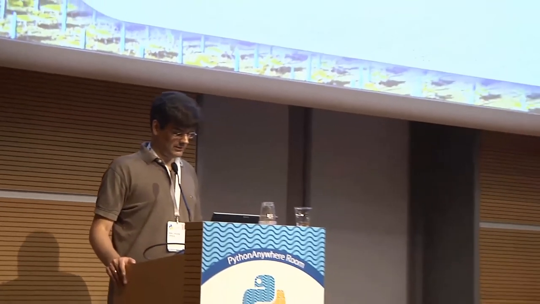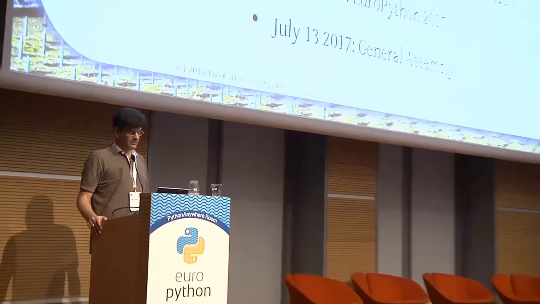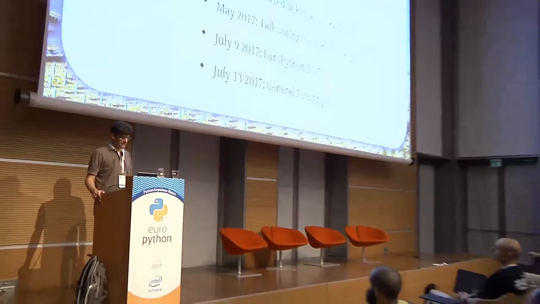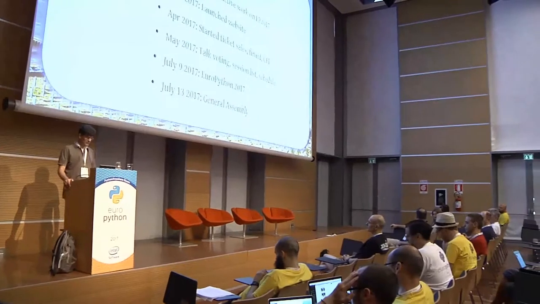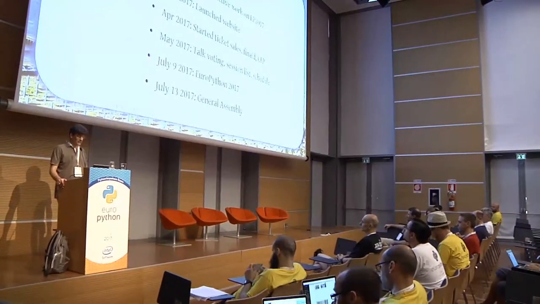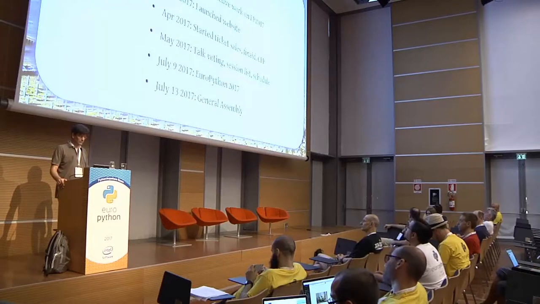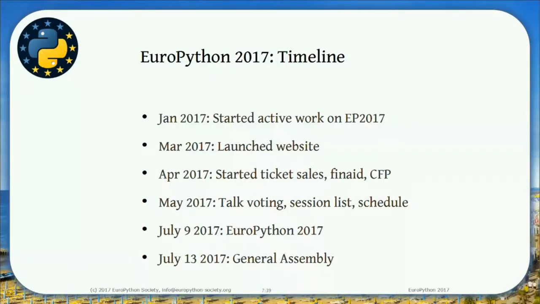Right, so we now have a modern website again. We had to fix a few issues because there were still some things left from the old code, but over the last few months, we sorted out a few things. So in January, we started the active work in the work groups, which was way too late. We should have started much earlier. In March, we started the website, then in April, the ticket sales, we did the CFP, talk voting in May, and schedule was also late in May. And then now you can see us here during the conference.